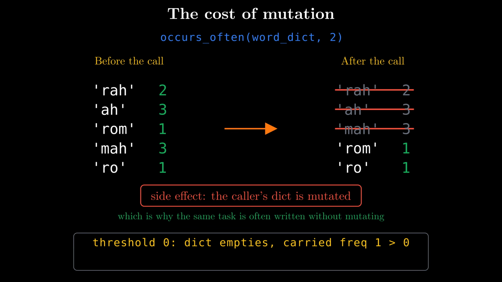Push the threshold below every frequency, say to 0, and the dictionary empties. The carried over frequency of 1 is still greater than 0, so the loop goes round once more and asks for the maximum of nothing, which throws an error.